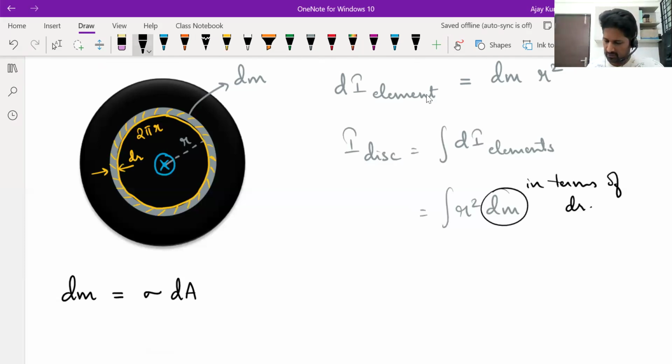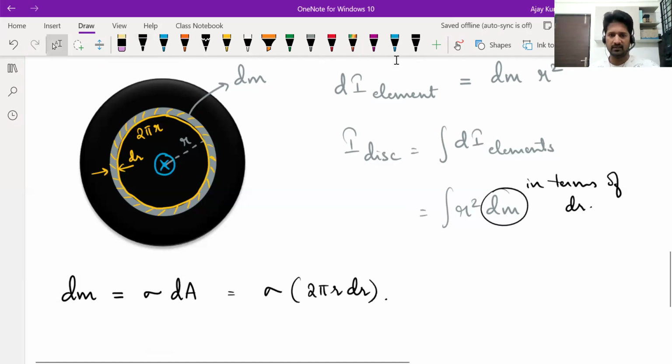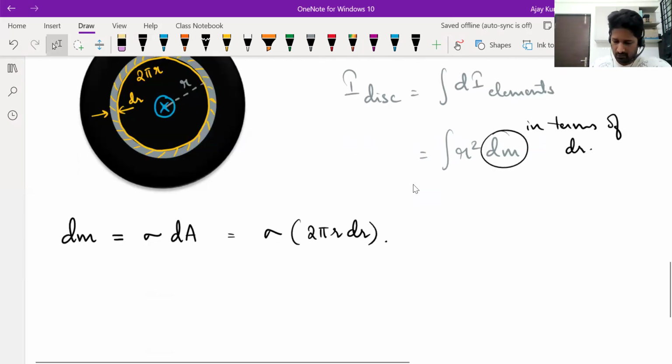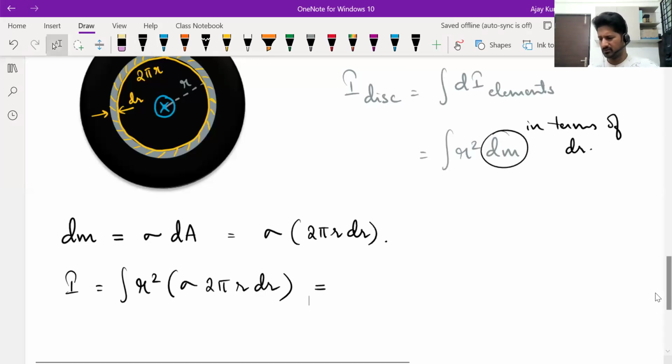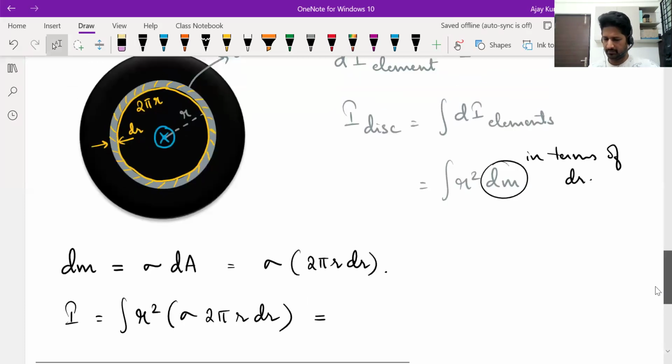Therefore, dm becomes sigma into 2 pi r dr in this case. Good, we got dm in terms of dr. Now we can integrate and find out. Complete this, all of you. I want you to derive the total moment of inertia, which is integral r square into dm. dm is sigma 2 pi r dr. Substitute proper limits for r and get the final answer. Some of you may be knowing this already, but derive it properly.